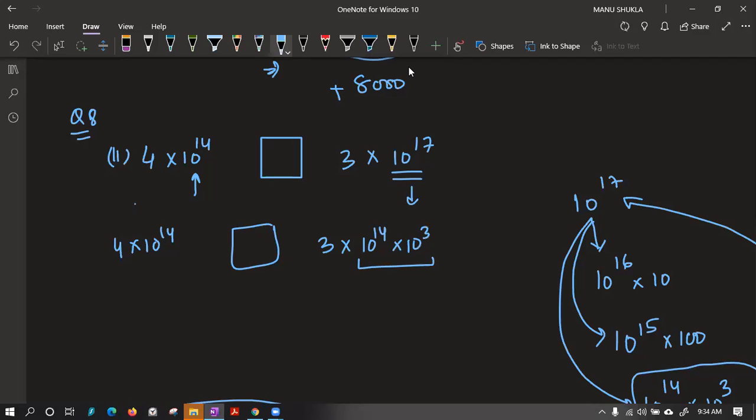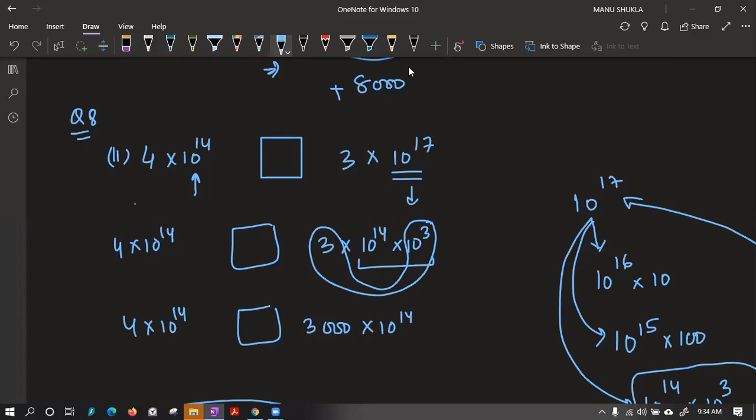Please tell me, any issue? Can we write this like this? Because we know when the bases are same, powers add, so we get the same number back. Now I will multiply 10 power 3 and 3. What will I get in the next step? I will get 3000 into 10 to the power 14.